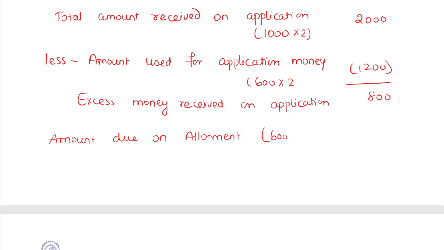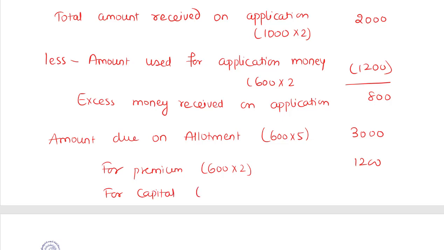Amount due on allotment, 600 into 5, that is 3,000. For premium, 600 into 2, that is 1,200. For capital, 600 into 3, that is 1,800.